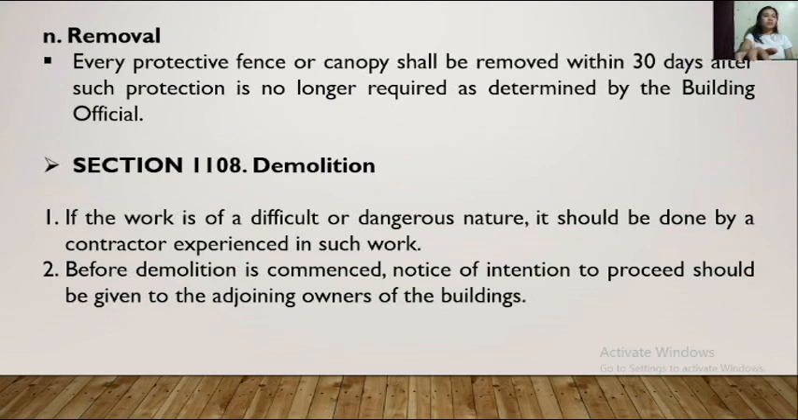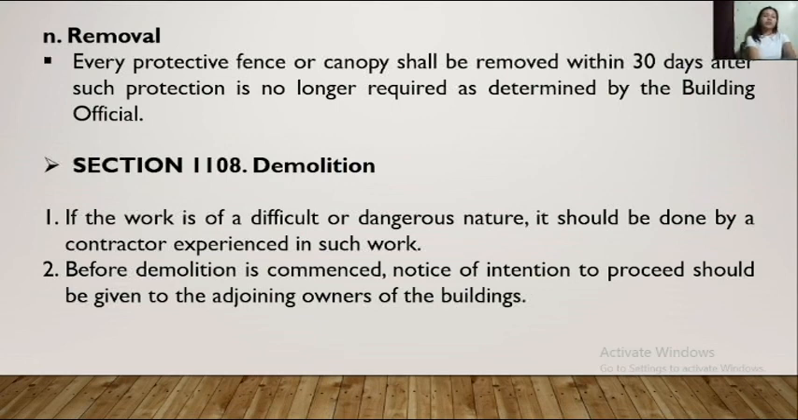Then the next one is the removal, which is every protective fence or canopy shall be removed within only 30 days after such protection is no longer required or determined by the building officials. Then the last one we have here is Section 1108, which is the demolition. Then it states here that if the work is difficult or dangerous, then it should be done by a contractor experienced in such work.